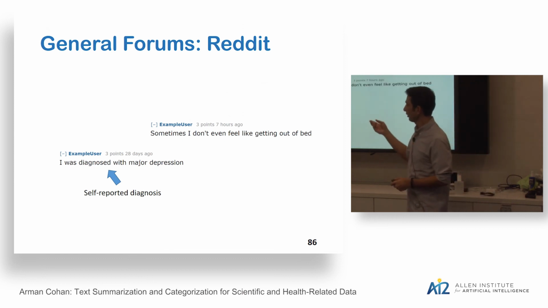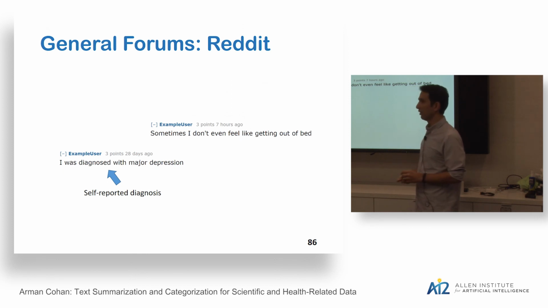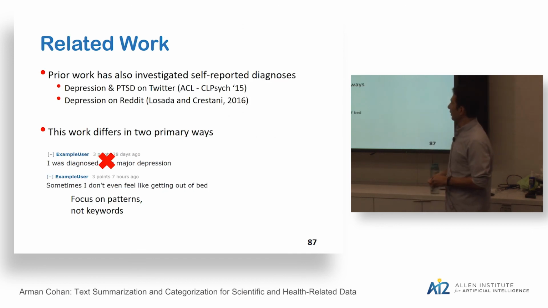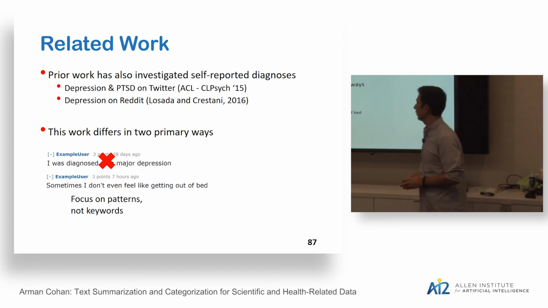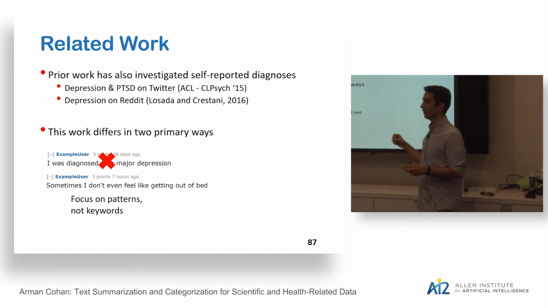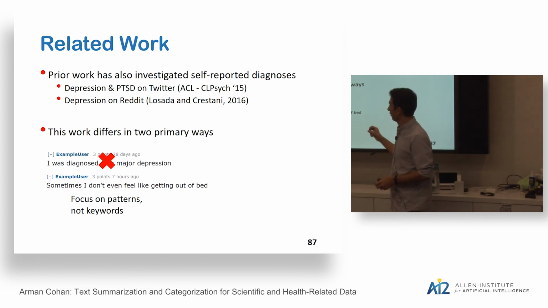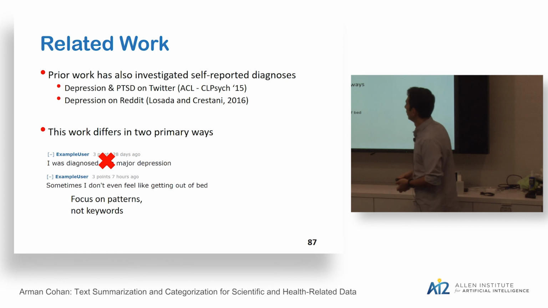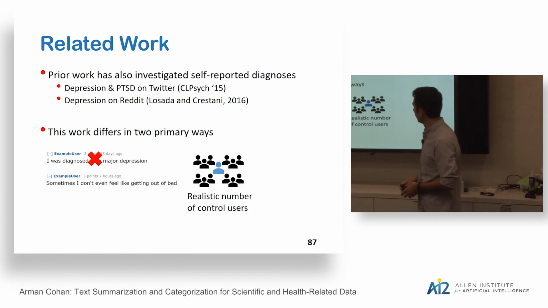For this, we use something called self-reported diagnosis, where the user is claiming they are diagnosed with something like depression. This is not new. People have worked on identifying depression from social media, but what is different in this work is that we want to focus on language patterns, not only keywords. Because in previous work, having keywords like depression usually helps the classifier easily identify the depressed user. So we want to focus on patterns.